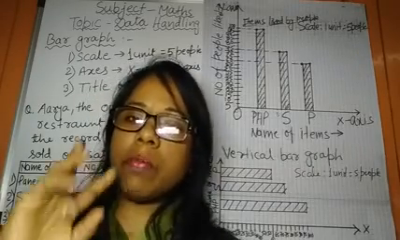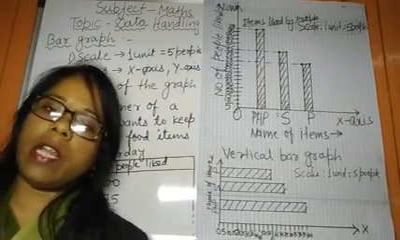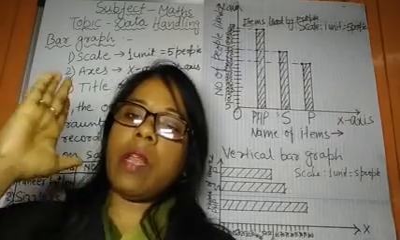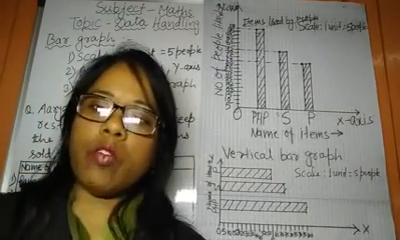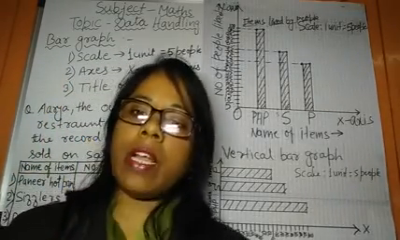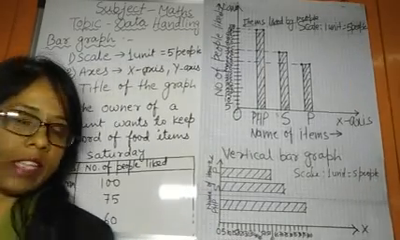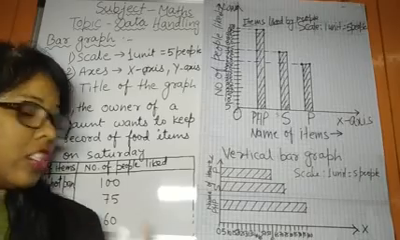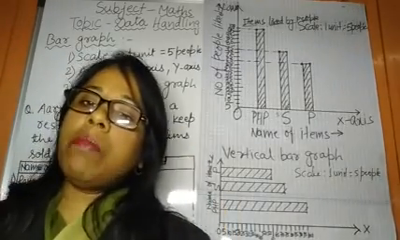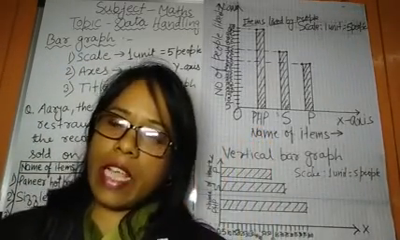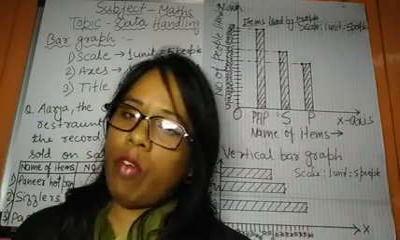The basic difference between a horizontal bar graph and a vertical bar graph is that in a vertical bar graph, numbers are on the y-axis and names are on the x-axis. And in a horizontal bar graph, numbers are on the x-axis and names are on the y-axis.